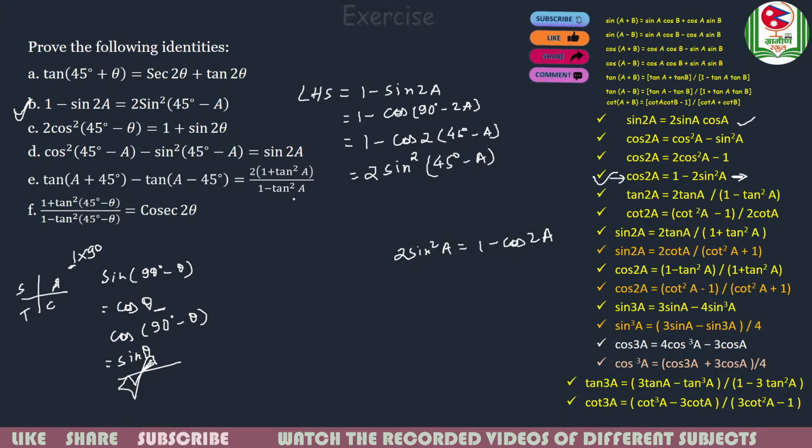So what we have to prove, we have already proved here. So using this RHS, can you prove LHS? Yes, just reverse it. So first write 2 sin square 45 degree minus a.